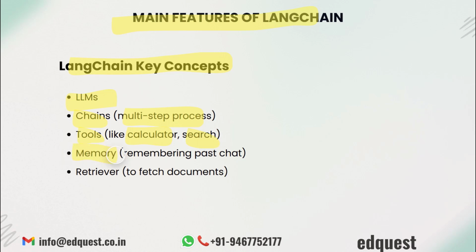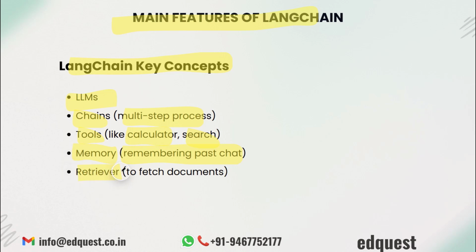Memory. One of the biggest complaints in normal AI chat is why doesn't it remember what I said 2 minutes ago? LangChain solves this with built in memory systems. It stores past interactions so your chatbot can remember the user's name, preferences, or even a past question and its answers. This makes your app feel human and smart.